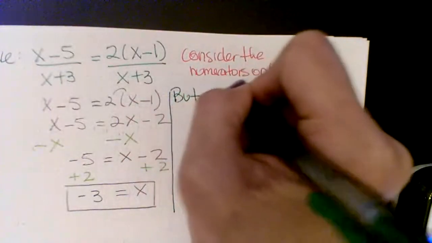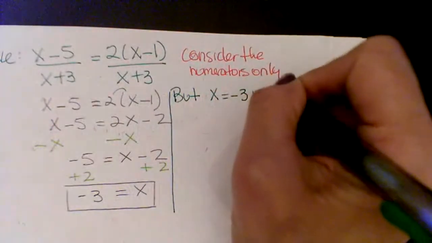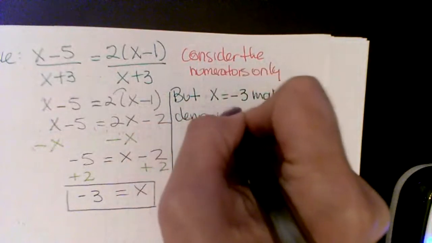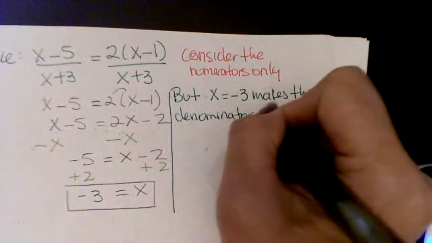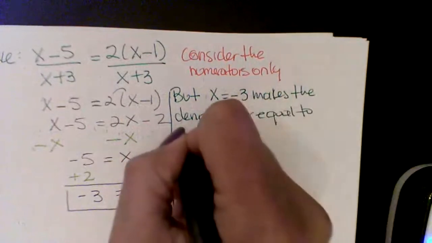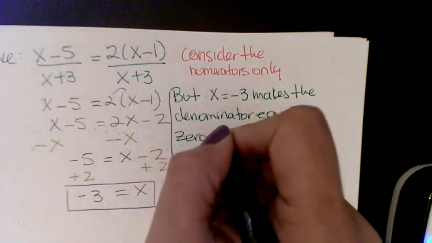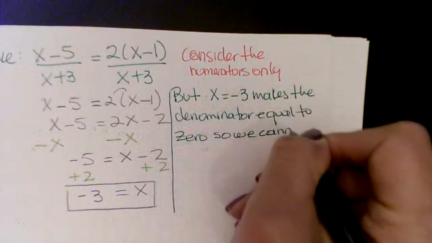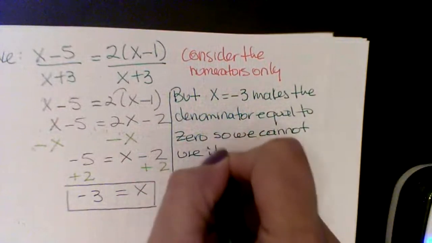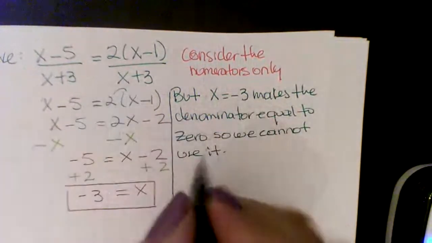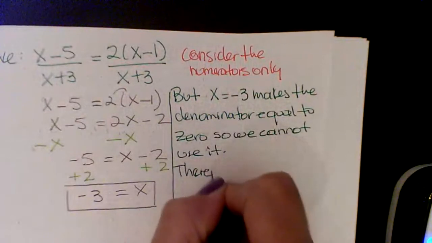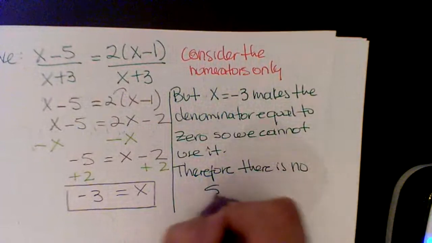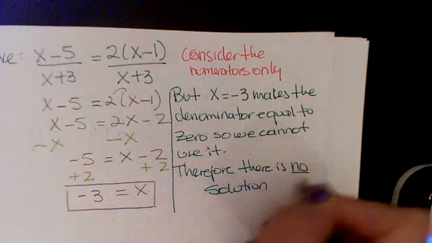But x equal to negative 3 makes the denominator equal to 0. So we cannot use it. Negative 3 plus 3 is 0. So we're going to say that there is no solution. Okay?